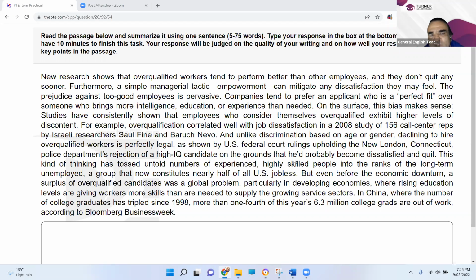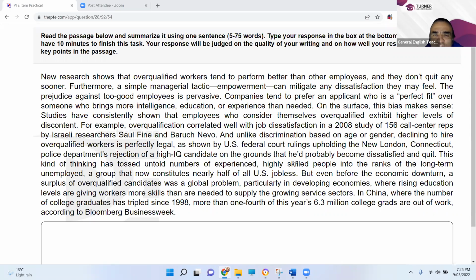So I would say, whereas the underlying principles of new research and other employees pertain to quitting. Very good. The significance of providing intelligence relates with not only Roche Nevo, but also with developing economies and China, so as not to undermine the crucial implications of federal court, the number of college graduates, 6.3 million college grads, as well as a highly skilled. Very good, excellent.